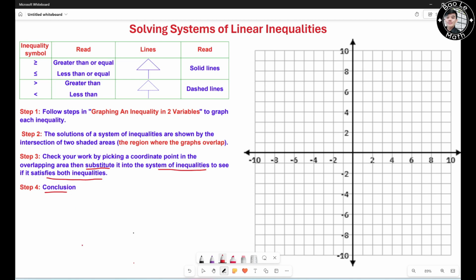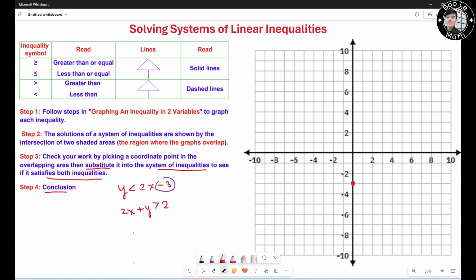Let's take a look at the first example. Say I have a system of inequalities: y less than 2x minus 3, and the second one is 2x plus y greater than 2. I need to graph the first one. It's already in slope-intercept form, so I start from the y-intercept, which is negative 3, right here.